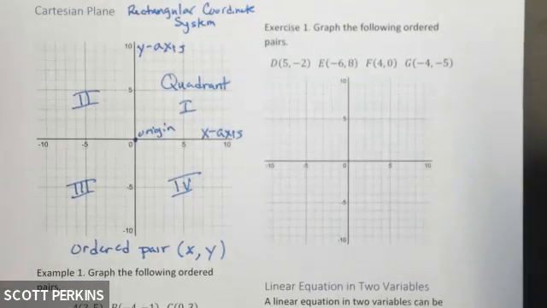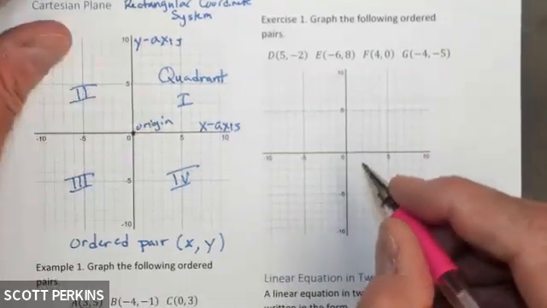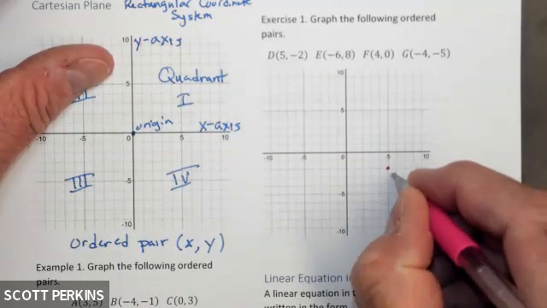Check your work with my work. If you got something different, I mean, it's easy to make a silly little mistake, and those happen. But if you made a mistake and you don't know why, let's talk about it. So the next point is 5, -2. So that means I'm going to go right 5, and then I'm going to drop down 2. So there's my point D.